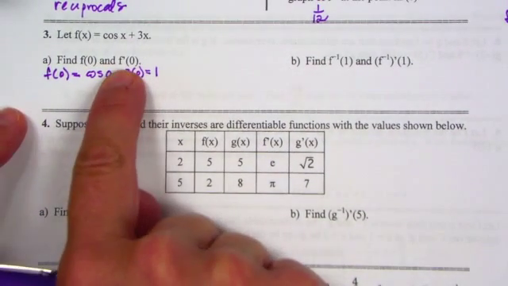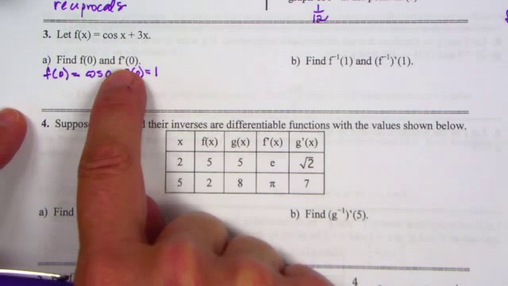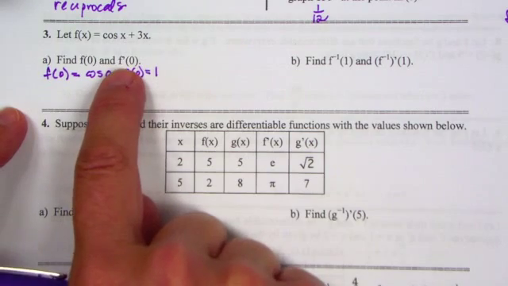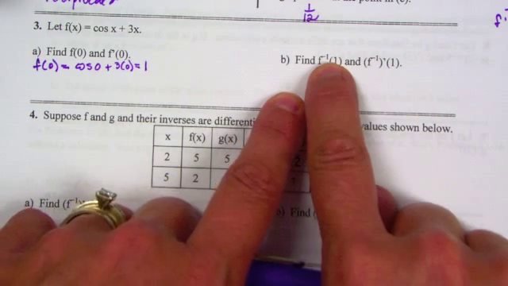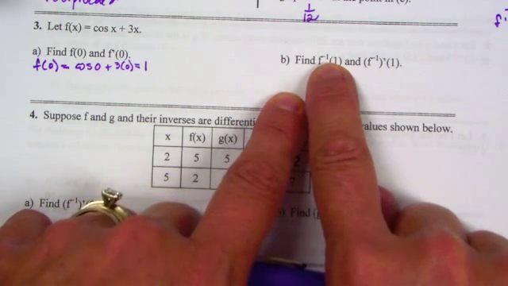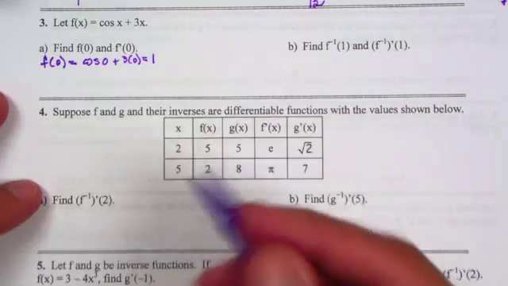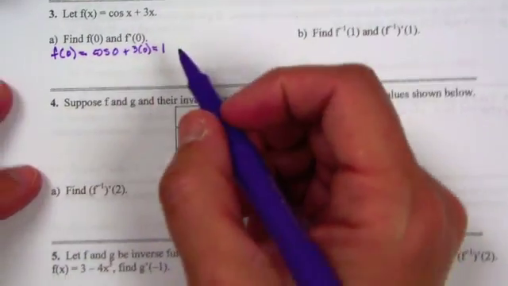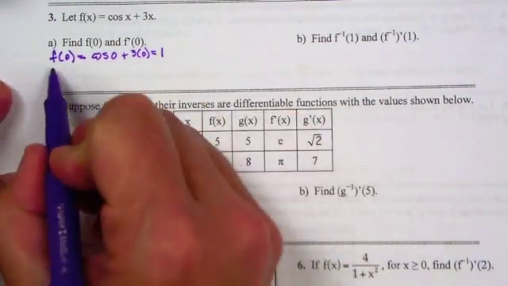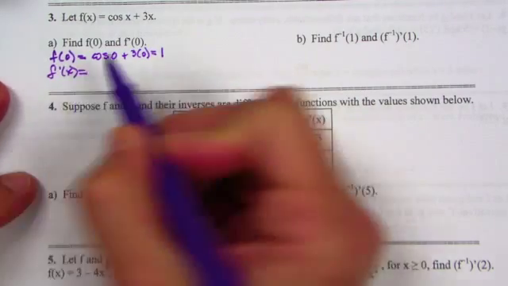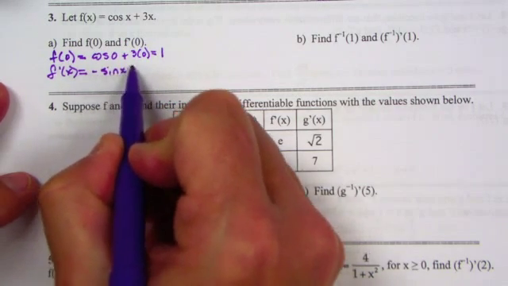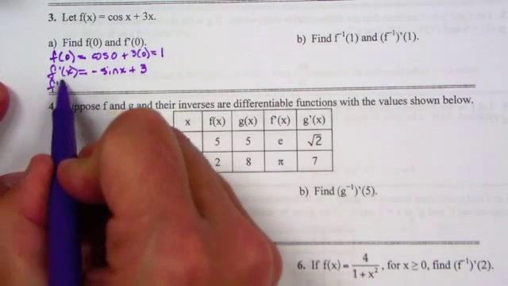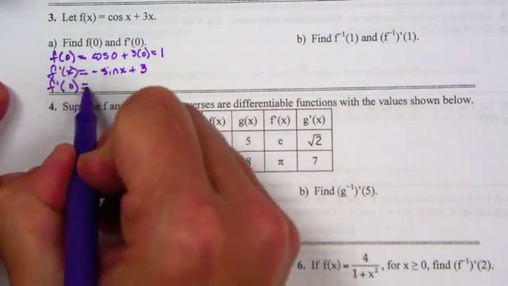What is that? That's f prime. I'm sorry it's a comma, but it is what it is. That represents prime as opposed to this over here, which represents inverse. So it's really important that you're paying attention. What do I need to do before I can find f prime of 0? Find f prime of x. F prime of x is negative sine x plus 3. So f prime of 0 is 3.